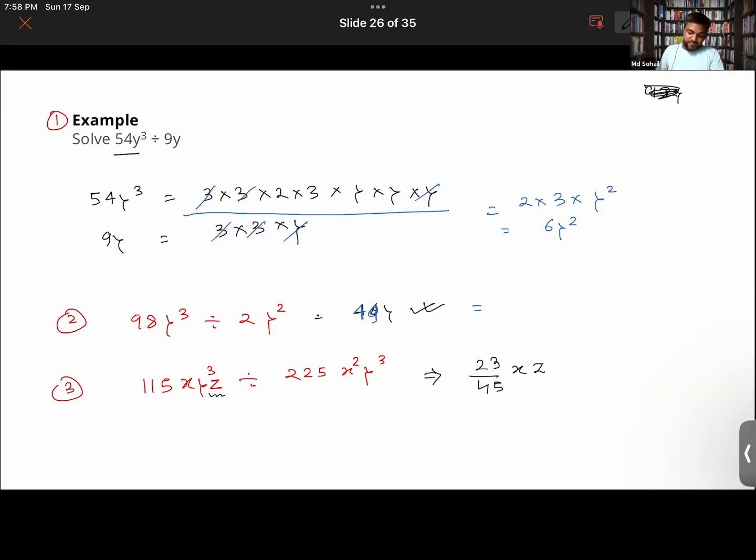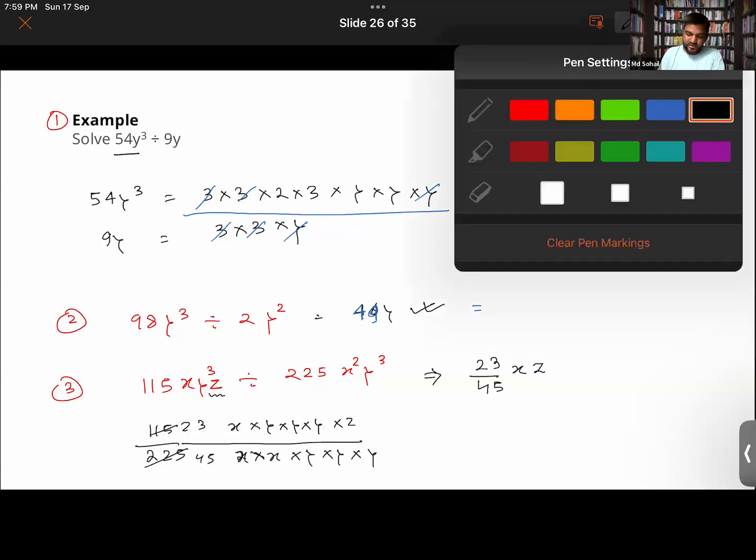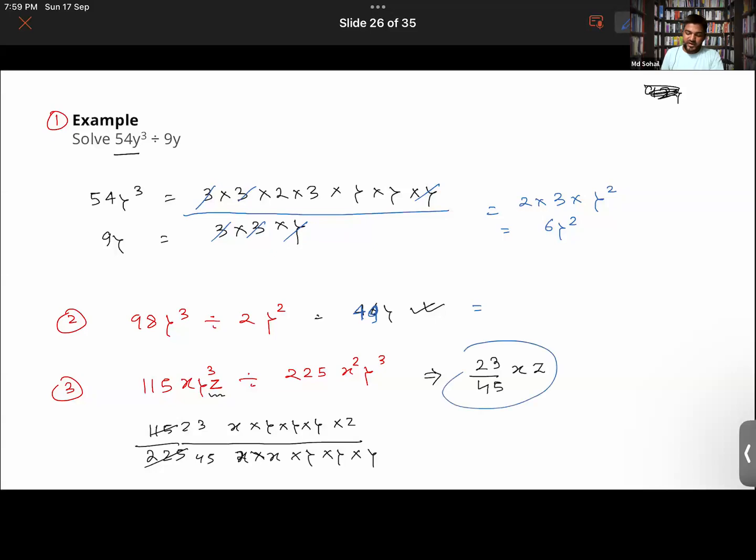Right. So 115 upon 225. 45. Okay. So this is like X into Y multiplied 3 times, then Z. Then it's X multiplied 2 times. Arham, same answer. Very good, guys. 23 upon 45. Exactly, that is the required answer. All the terms are getting cancelled here except for Z here and one X here.